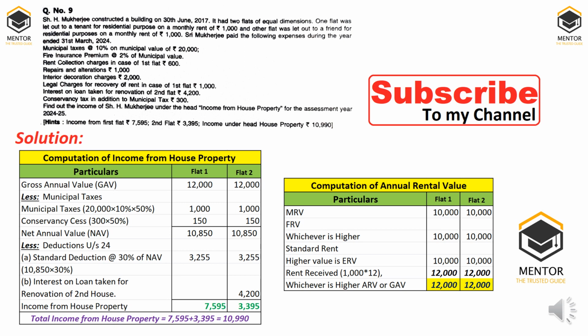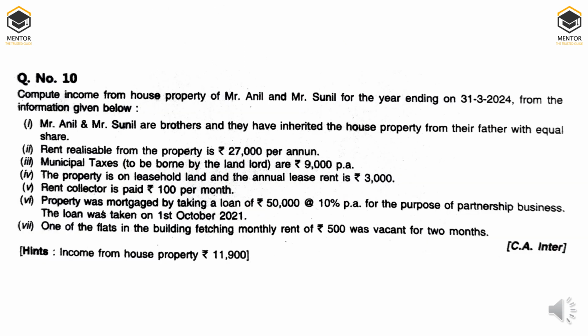If you consolidate these two, the total income comes to 10,990. So in this way you have to calculate income from house property. Very simple and very easy. So we'll take up the next question.